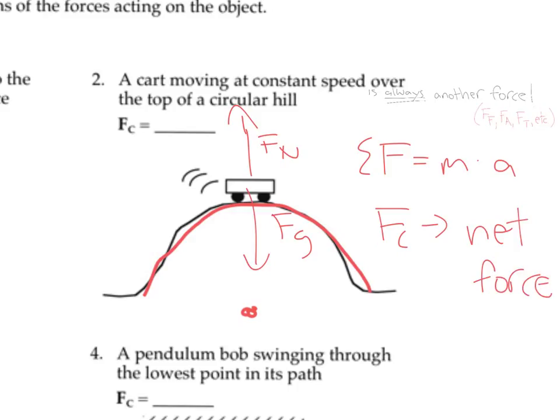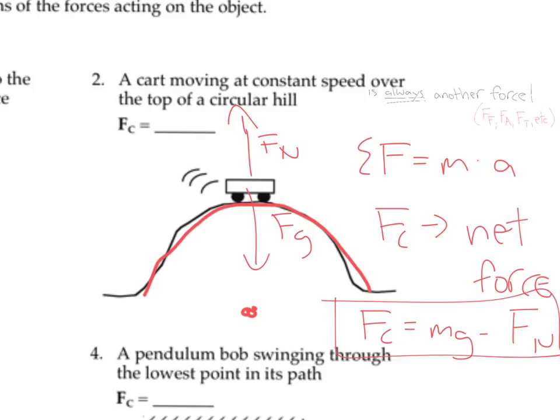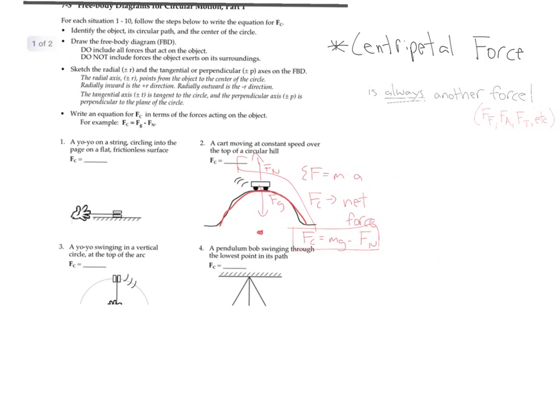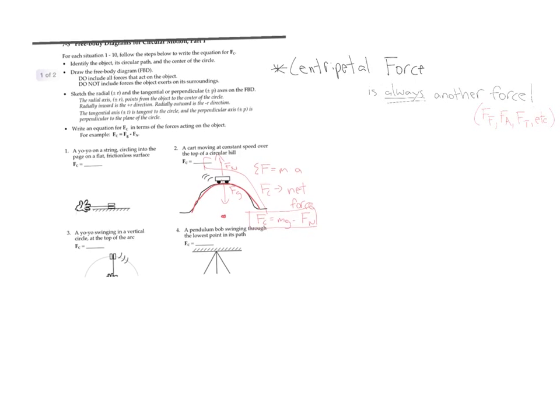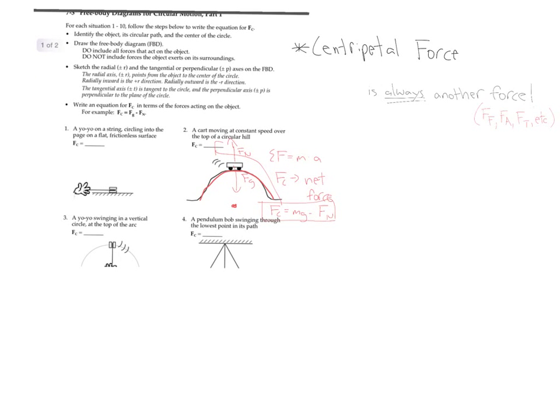Then Fg must be bigger than Fn. And so we write that the centripetal force is equal to mg minus Fn. That would be your answer for this question. So that's what goes in the blank, right? That's how you approach these types of problems.